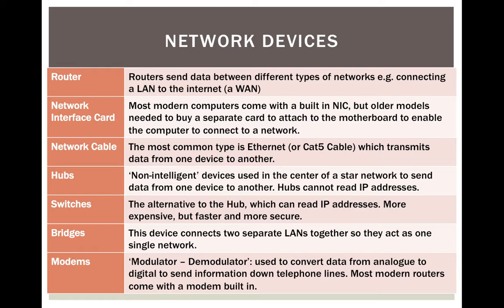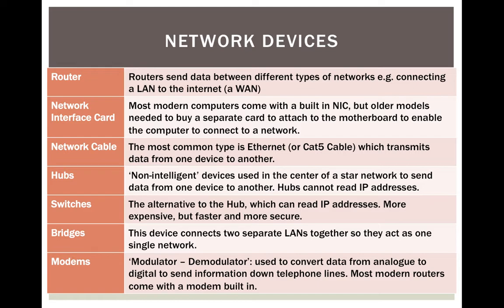So the switch comes in, and the switch is the more expensive alternative to the hub, which can read IP addresses and so is considered an intelligent device. And as an intelligent device, it receives a message, compares it to its IP address table, which is like an address book that it keeps inside its main memory storage, and then figures out where to send that data, and it sends it directly to the recipient device.